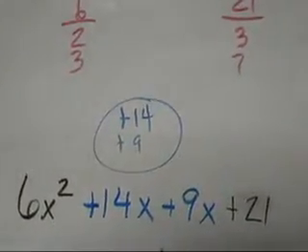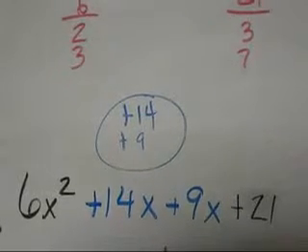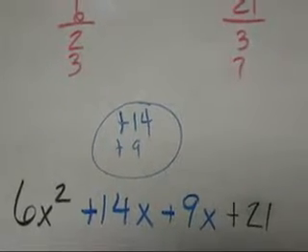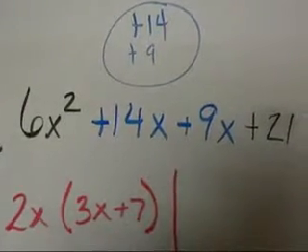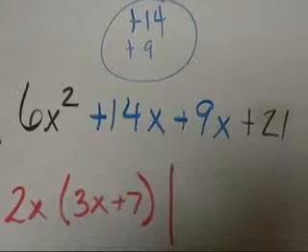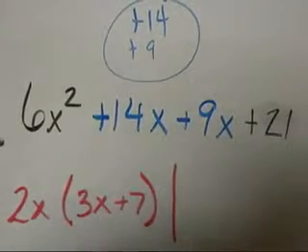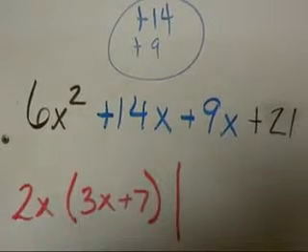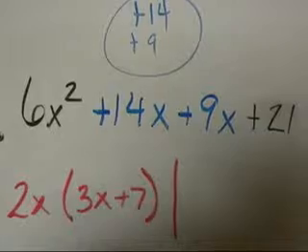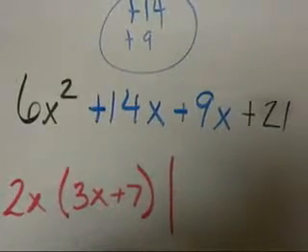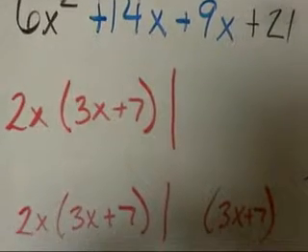Well, that means I rewrite the problem now as 6x squared plus 14x plus 9x plus 21. Then remember, we split the problem down the middle, and we ask ourselves, what can we factor out of 6x squared plus 14x? Well, we can factor out a common 2x, which leaves the quantity 3x plus 7. Remember that the 3x plus 7 has to be shared from both sides. So I just pick it up and move it to the other side of the problem.